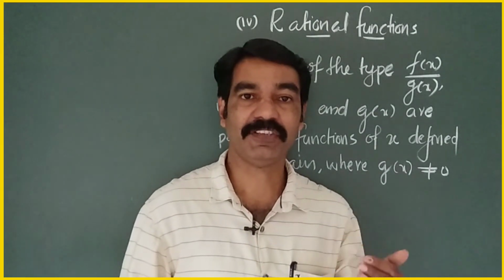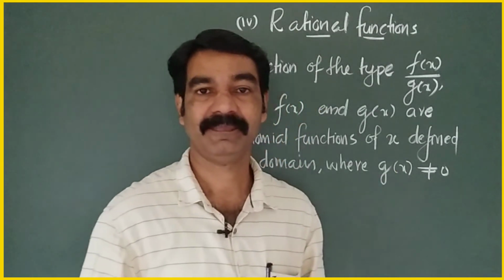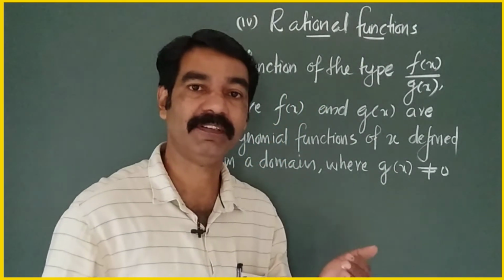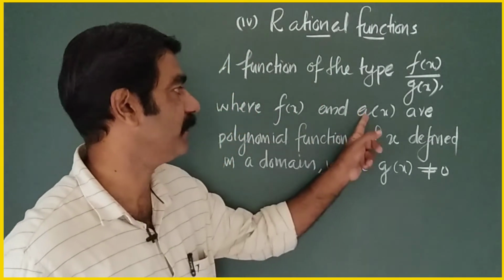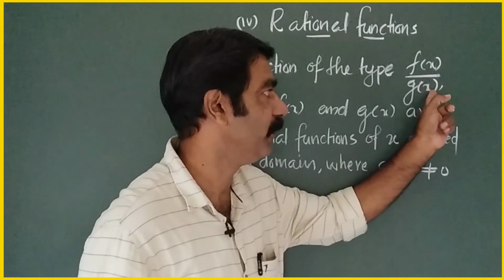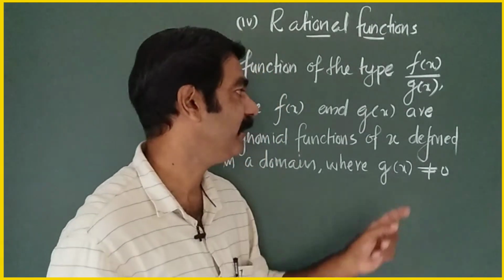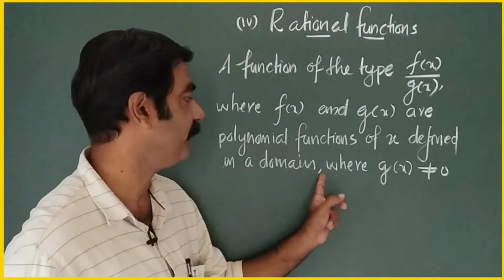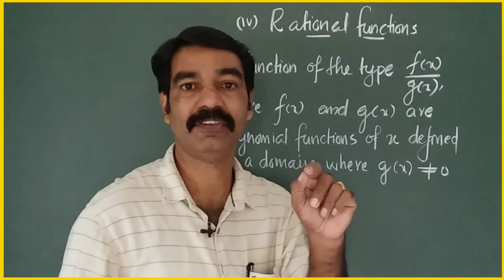Similarly, a rational function is a function of the form f of x by g of x, where both f of x and g of x are polynomial functions. Both numerator and denominator are polynomial functions. And now there's a condition. It is defined on a domain. So the domain is not always the same.